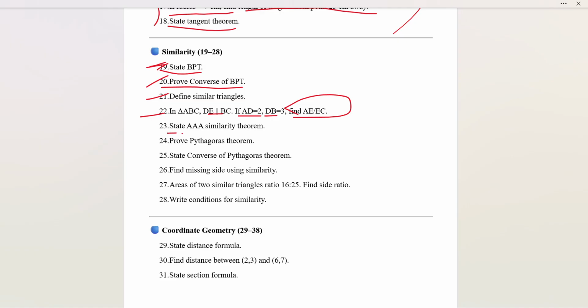State the AAA similarity theorem. Prove the Pythagoras theorem. Here the Pythagoras theorem is also present, as is the converse of the Pythagoras theorem. It is rare that two questions arise from here, so you can prepare both theorems.